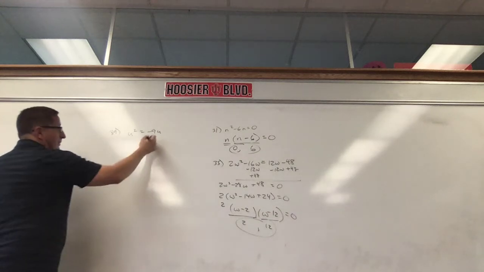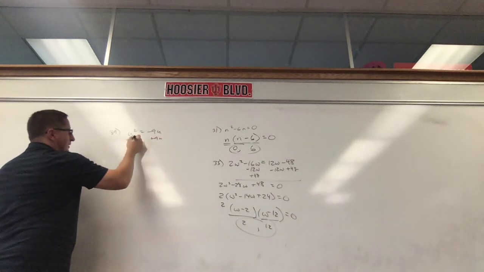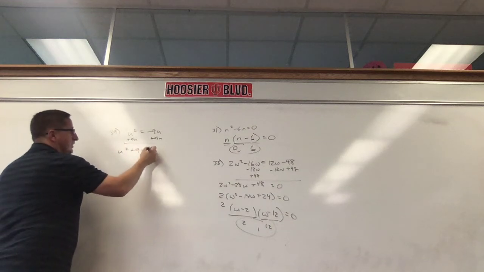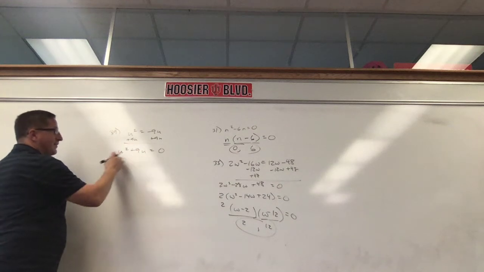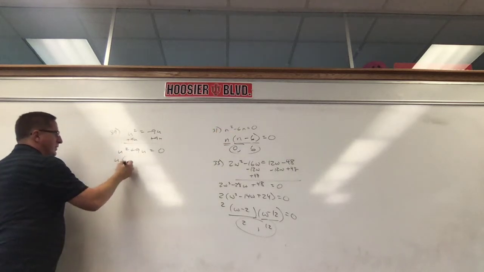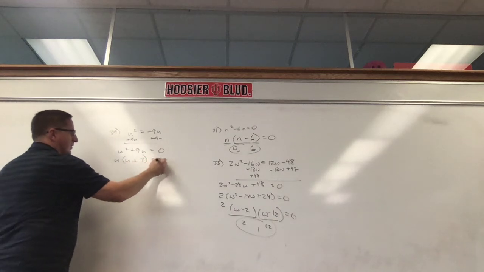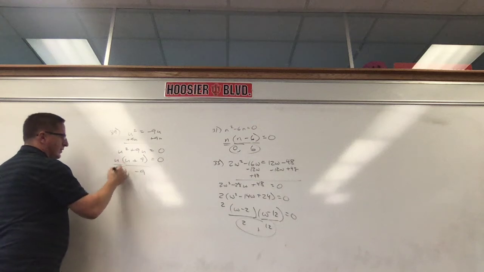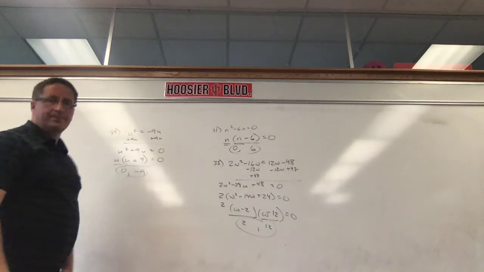But it has to equal 0, so I'm going to add 9u to each side. We cannot put these together. They're not like terms. So we have u squared plus 9u equals 0. This is a common factor here, u. This is very similar to this question right here. Factor out a u: u times u is u squared, plus u times 9 is 9u. So what makes 0? Negative 9 and 0. Really similar to question number 31.